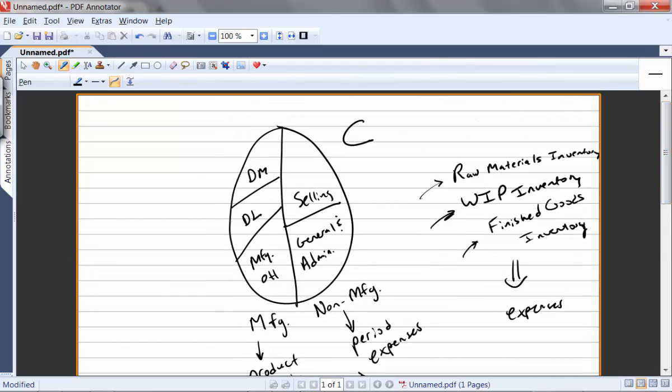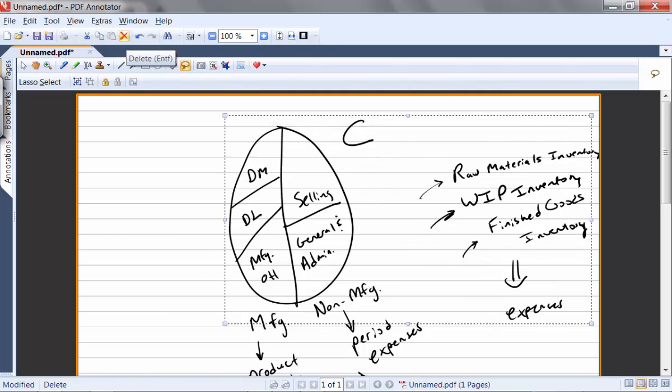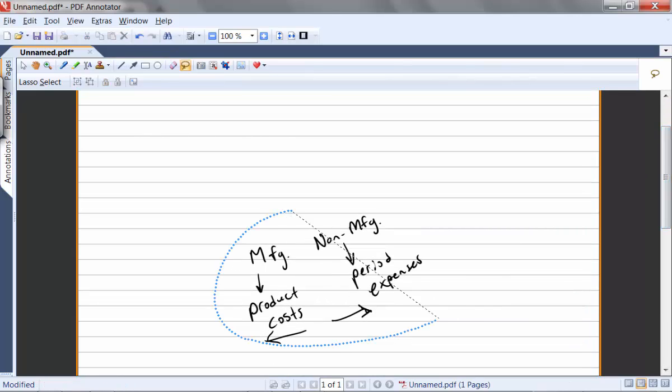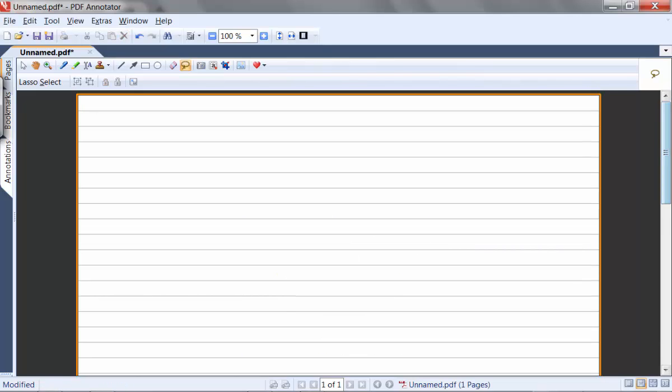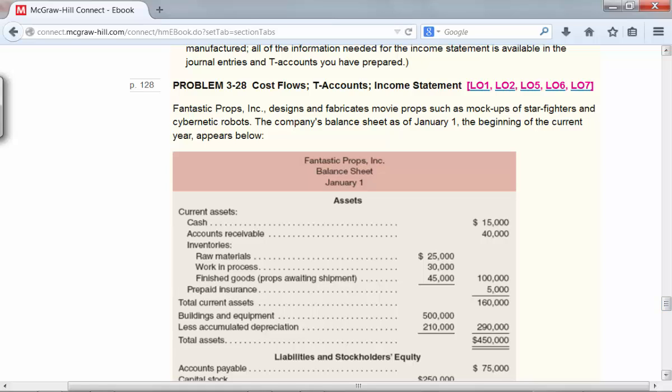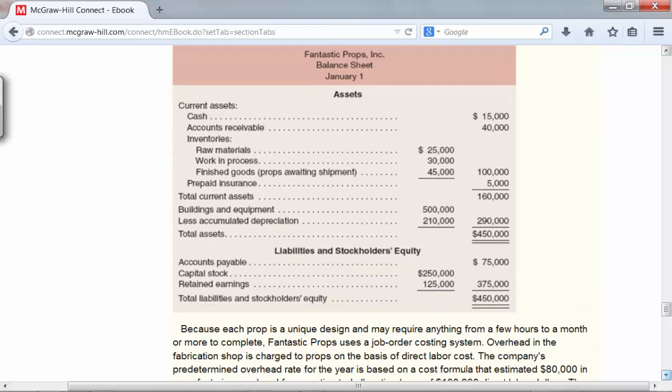So let's go ahead, let's erase everything I wrote here, and let's go ahead and work on this problem. So, this company designs and fabricates movie props. So 1 unit of their product would be a movie prop. We have a balance sheet for the company as of January 1st, which is the beginning of the current year. You can see the assets, the liabilities, and owner's equity stuff.